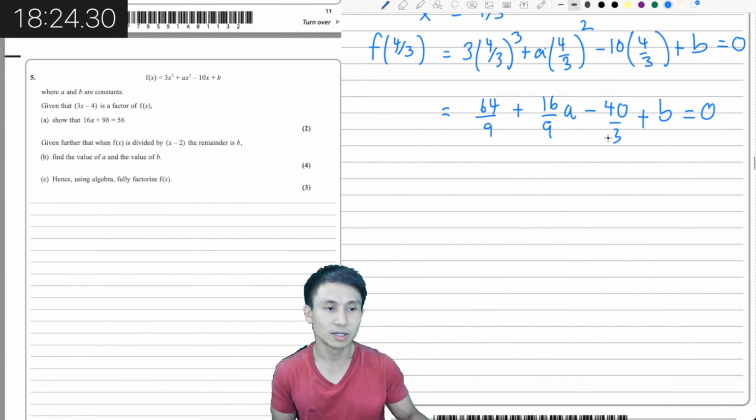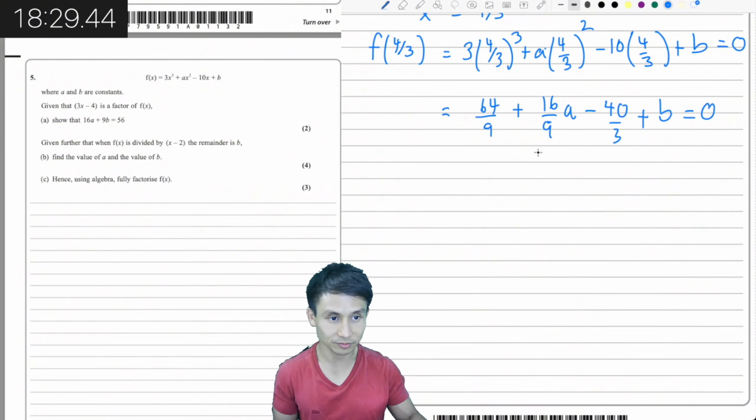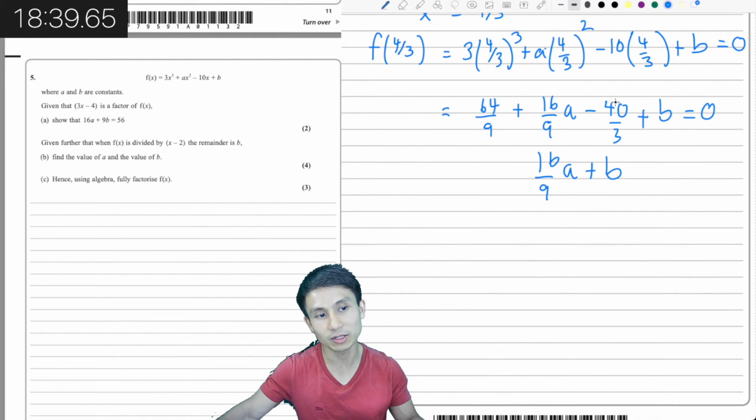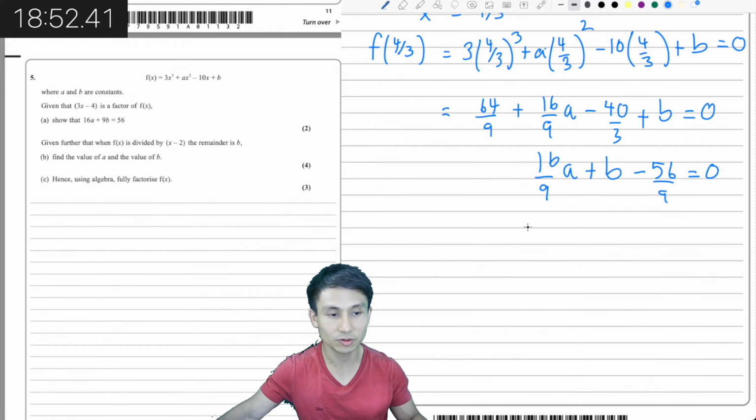Okay. We multiply by 9, so we're adding up this first. So I'm going to write 16 over 9 a plus b, and this constant term, multiplying the denominator by 3 and the top by 3, we get minus 120. Minus 120, so that's minus 56 over 9 equals 0. Multiplying across by 9, we get 16a plus 9b equals 56 as required.